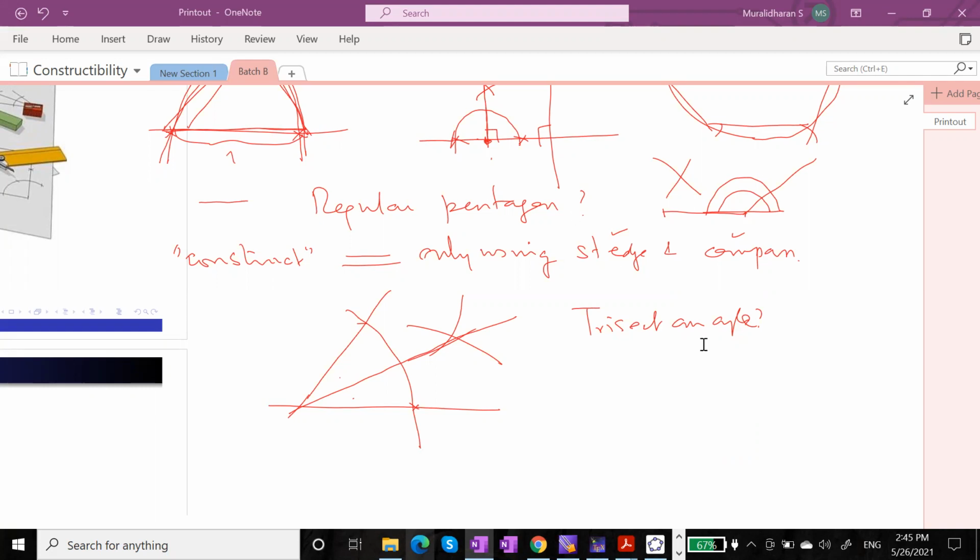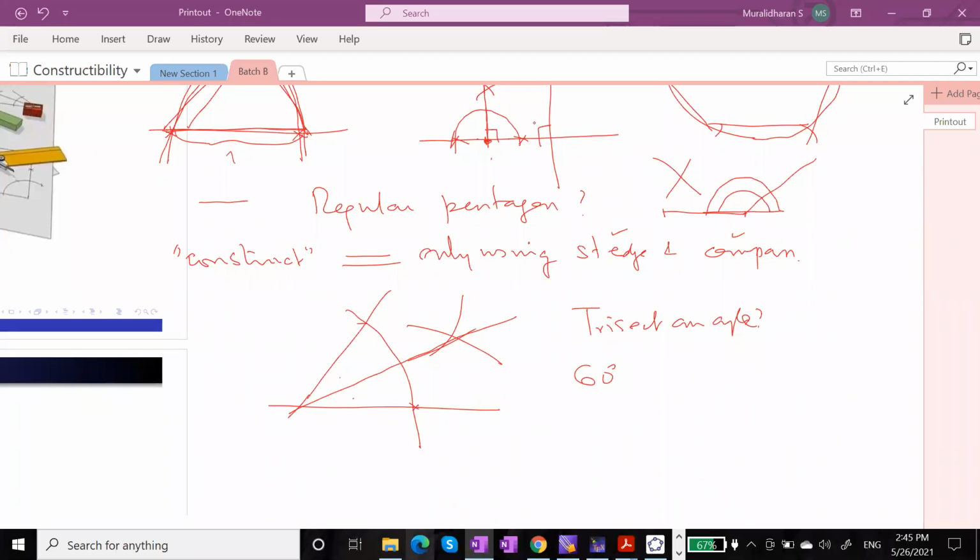No, see, it's not about recurring value. Suppose I give you 60 degrees. Can you trisect this? Whenever we talk about a construction or trisection in this class, it will always be using straight edge and compass, nothing else.